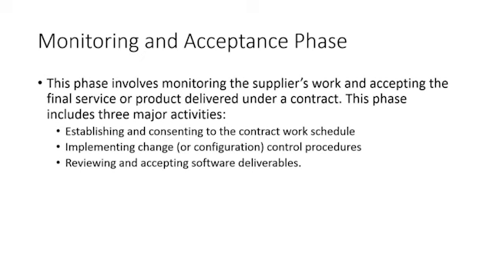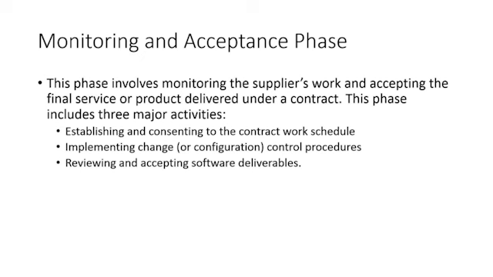Now we're going to go through this phase, which involves monitoring the supplier's work and accepting the final service or product delivered under maybe a particular contract. Now there are some major activities taking place in this acceptance phase. First, we're going to establish and have consent to the contract work schedule. So we're going to establish that work schedule of what we expect and what they expect. We'll talk about implementing change or configuration control procedures, and then the reviewing and acceptance of software deliverables, of what they're actually delivering to us.